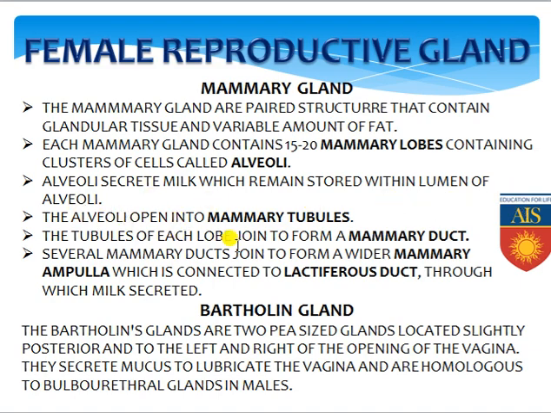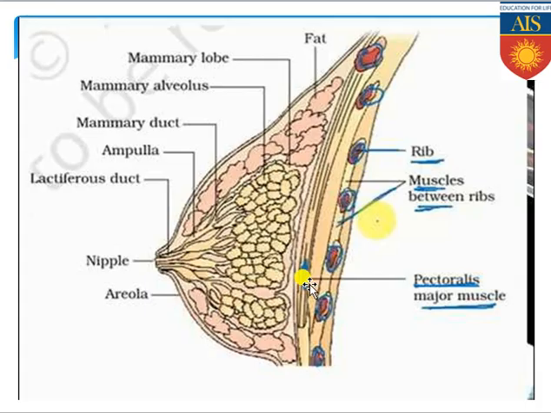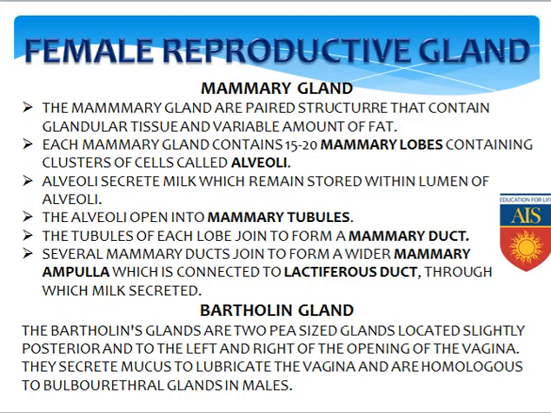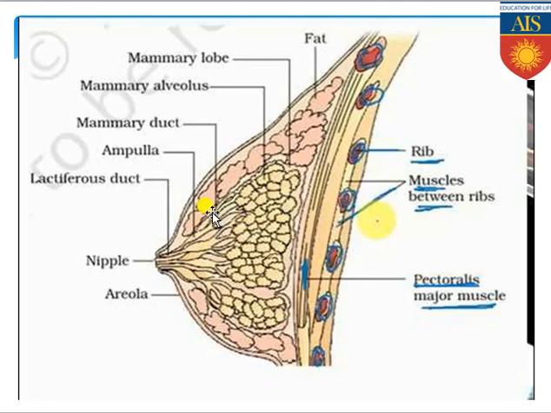And the alveoli open into mammary tubules. Here the mammary tubules are also shown properly, coming out from the mammary gland alveolar cells. The tubules which are coming out are commonly known as mammary tubules, and the tubules of each lobe join to form the mammary duct. In the figure you can see properly, this is the mammary duct, and it is formed by the mammary tubules which come from the various mammary lobes.